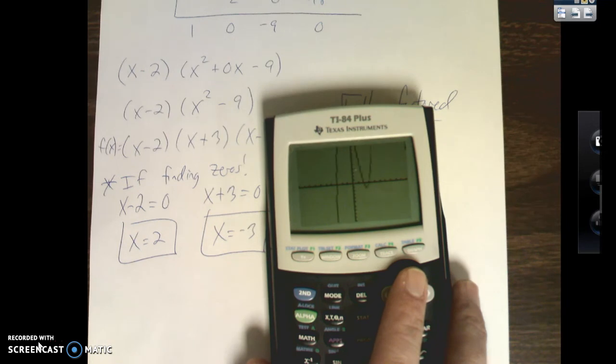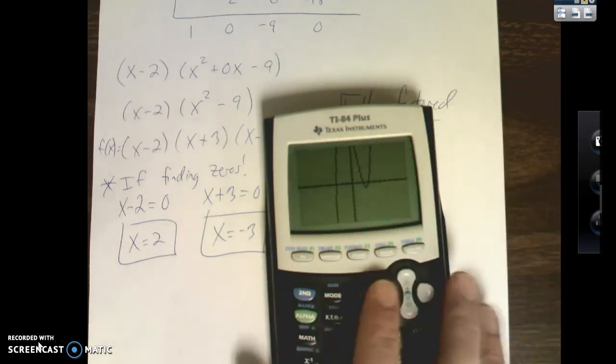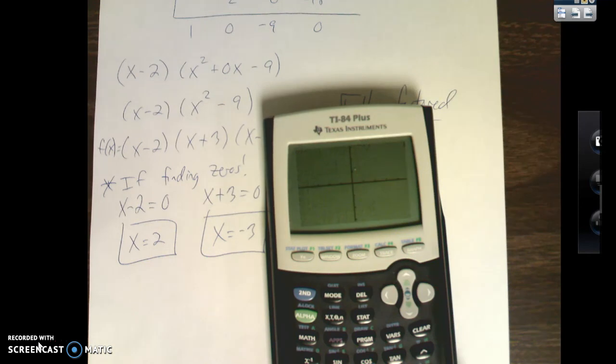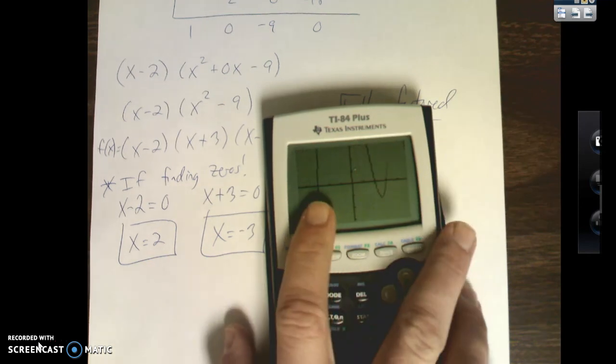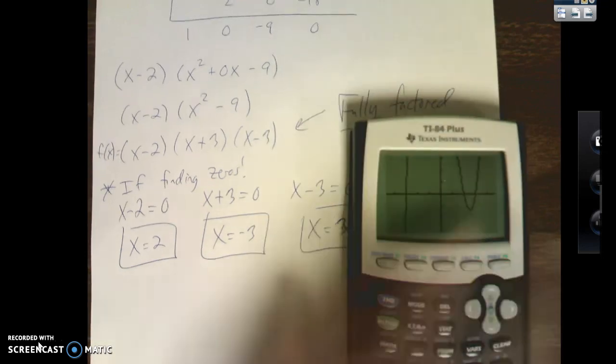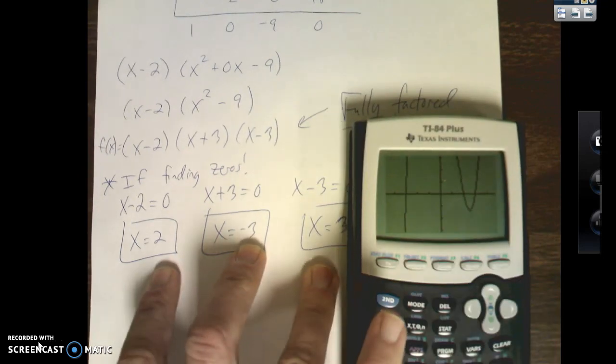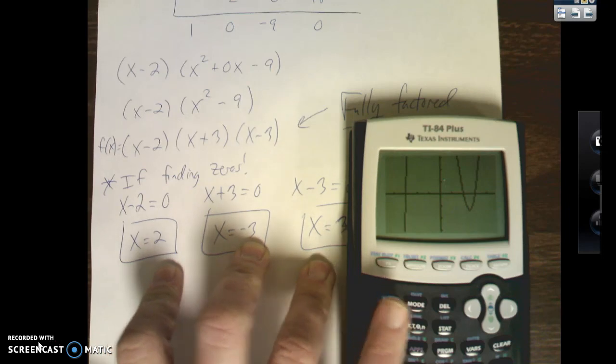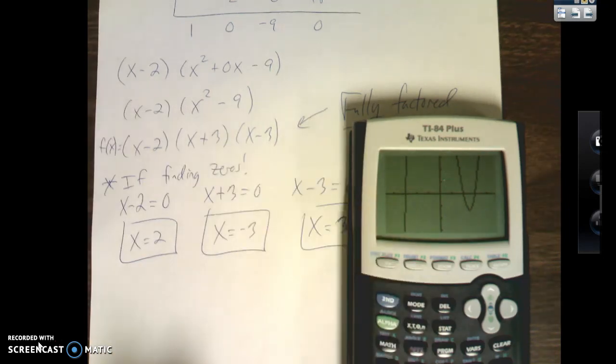Maybe you don't see it at first. Here, it starts low, goes high. But if I zoom in, it's hitting at -3, +2, +3. Why is that important? Because it's right there. Those are your zeros, okay? So everything's working together to give us these answers, all right?